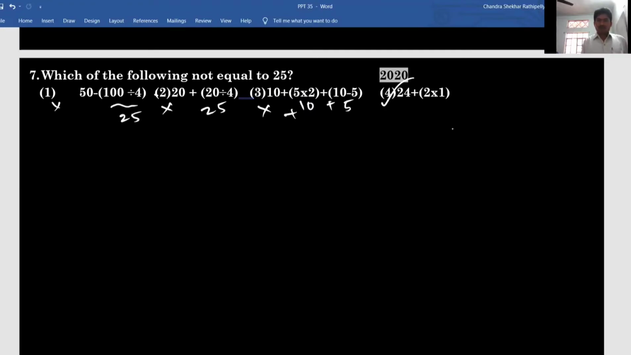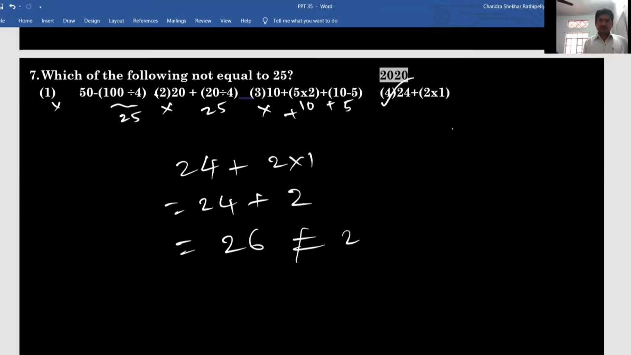So the fourth one is the correct option. 24 plus 2 1s are 2, 26. So this is not equal to 25. So that's why the fourth option is correct.